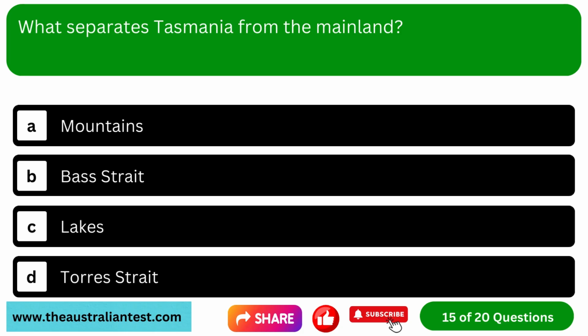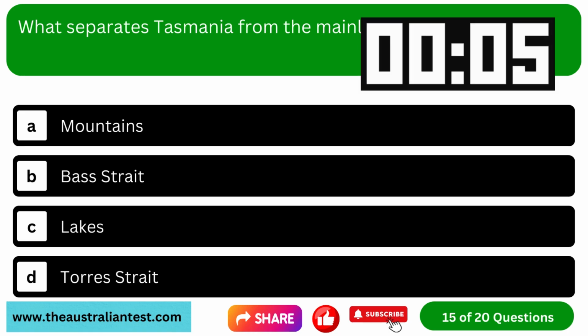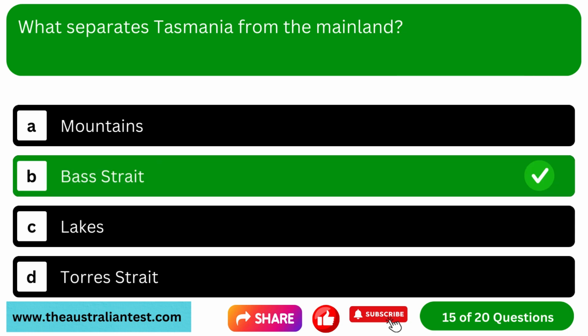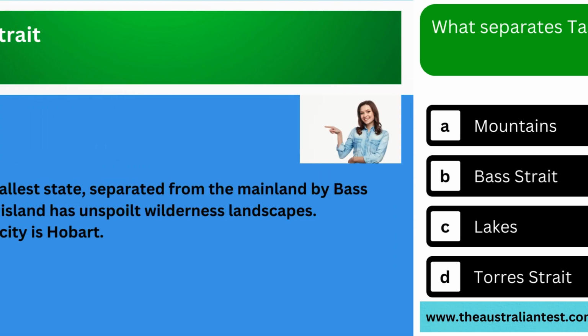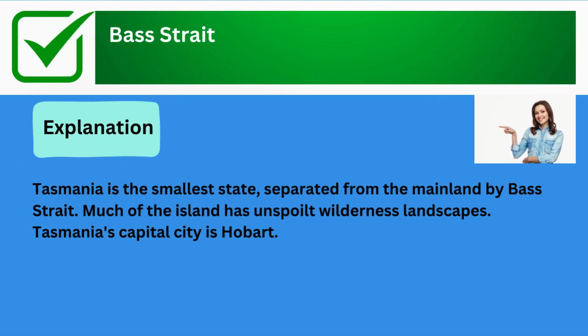Question 15. What separates Tasmania from the mainland? Option A, mountains. Option B, Bay Strait. Option C, lake. Option D, Torres Strait. The correct answer is Bass Strait. Explanation: Tasmania is the smallest state, separated from the mainland by Bass Strait. Much of the island has unspoilt wilderness landscapes. Tasmania's capital city is Hobart.